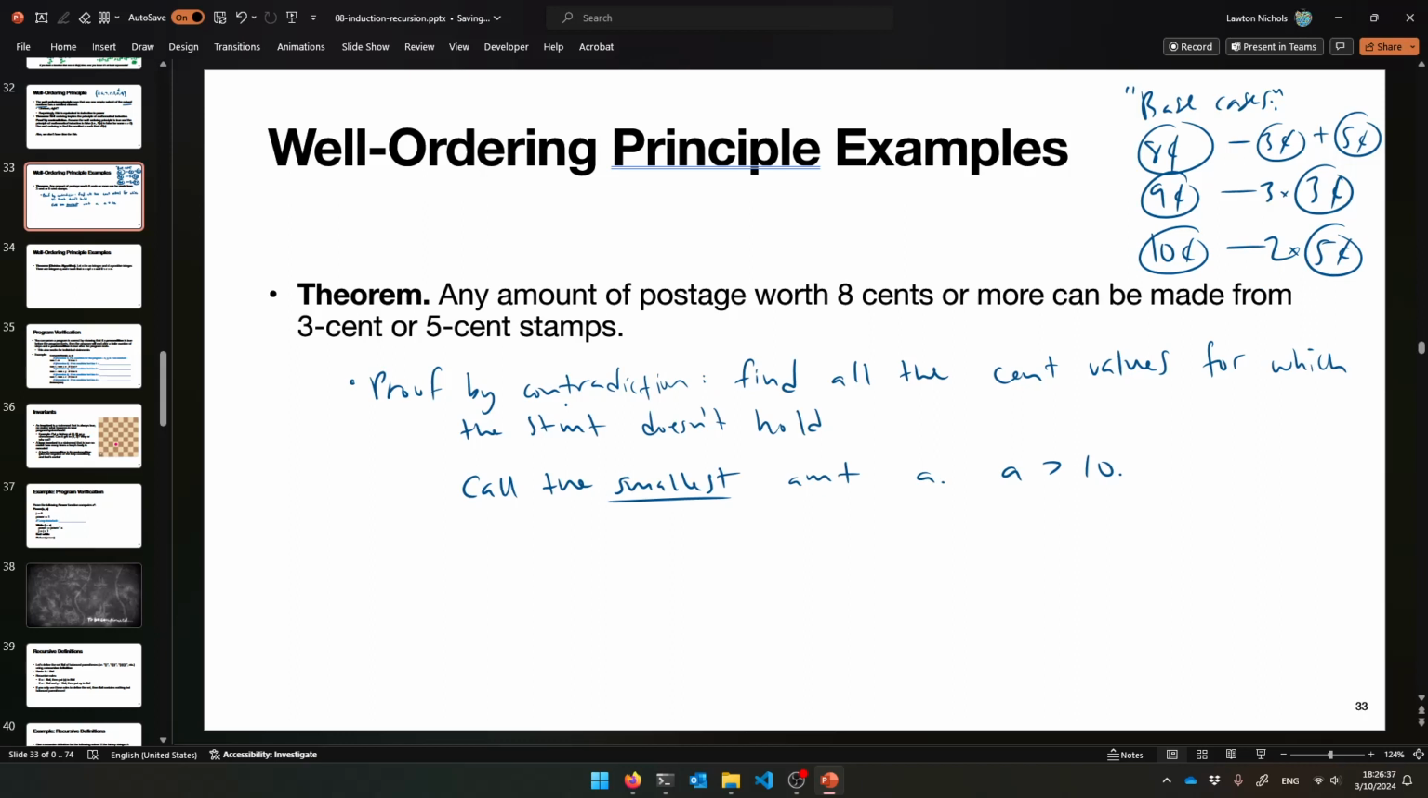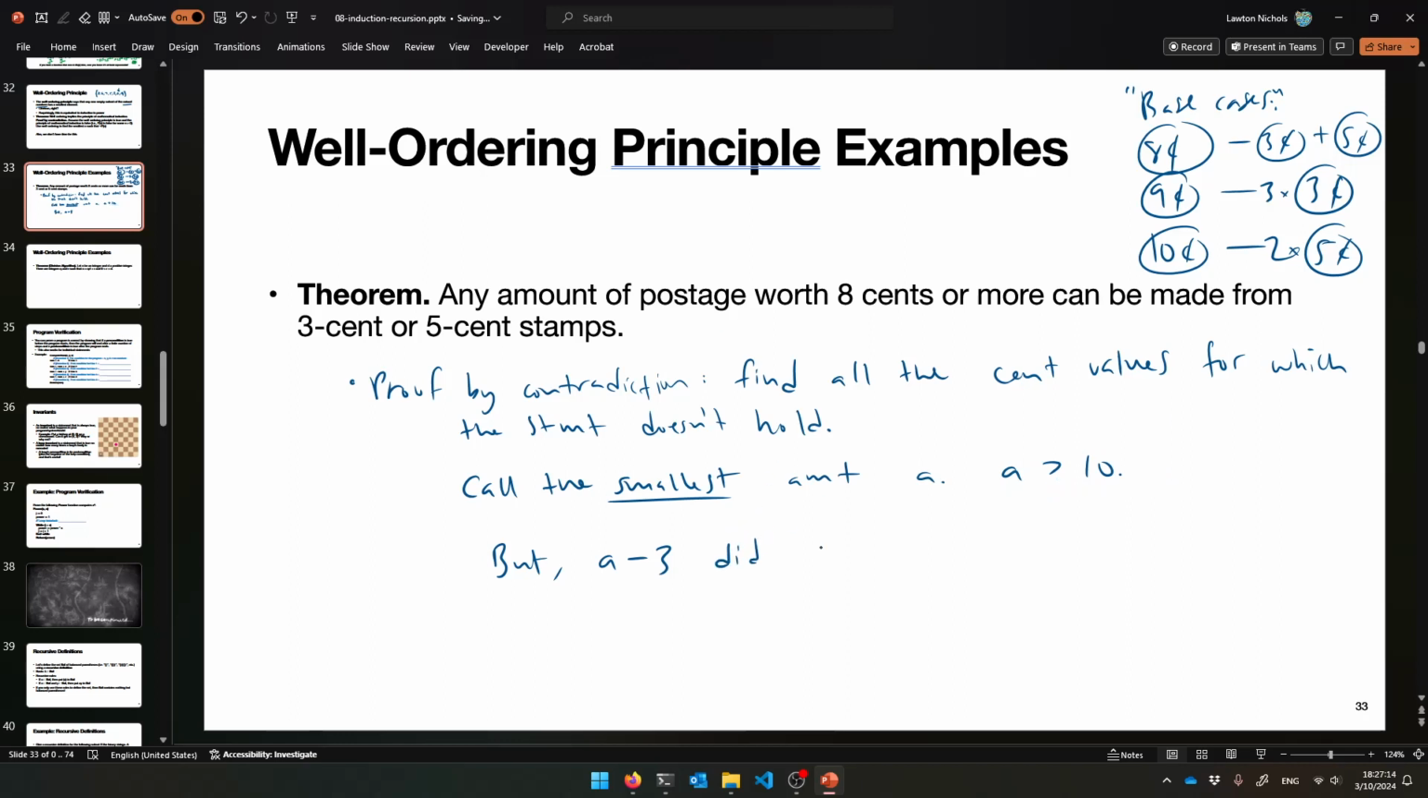And so this is going to help me now, all right? So call the smallest amount A. So it must have been at least 11, right? This number that we're claiming it didn't work for, for which this theorem did not hold. And all right, that's kind of nice, because we know it's at least 11, we can say this now. But here's our contradiction. But this amount A that we couldn't make stamps for, A minus 3, right? That's a smaller number, because if it was 11, A minus 3 was 8, right? A minus 3 did work.